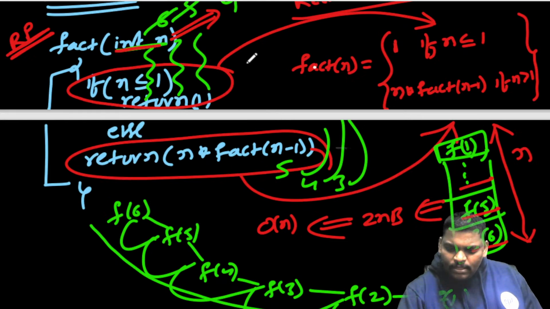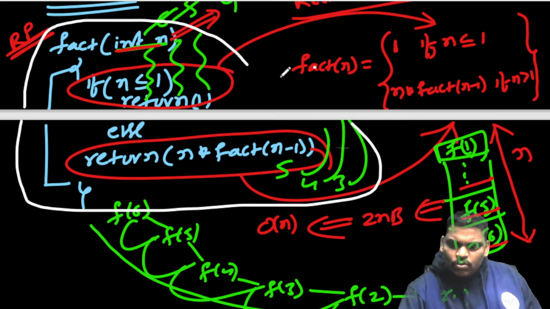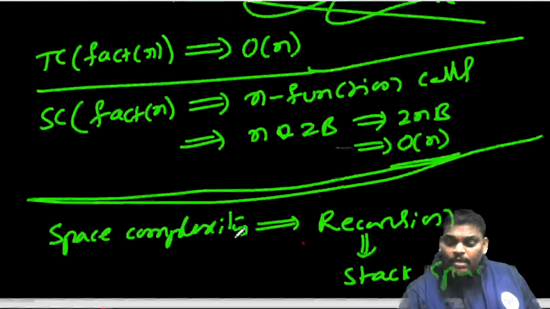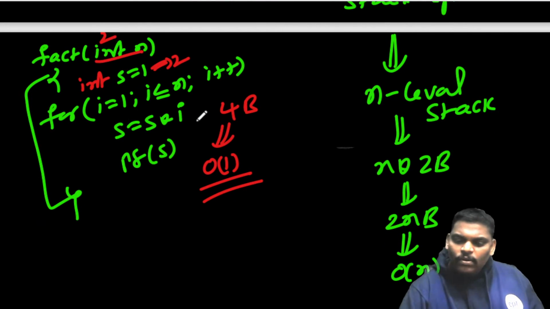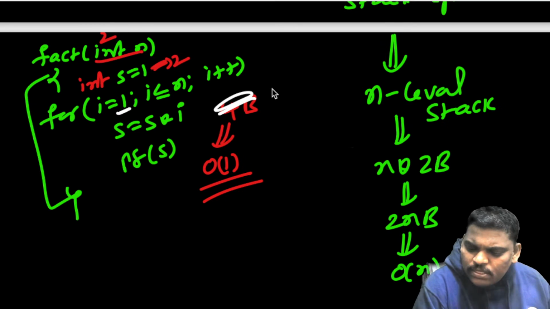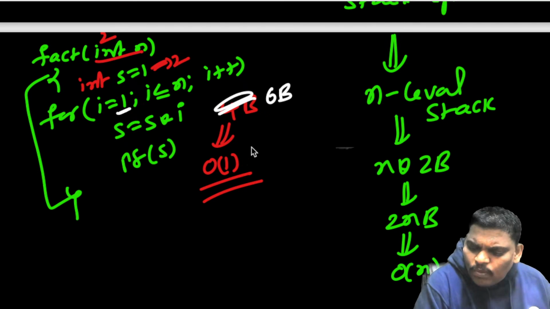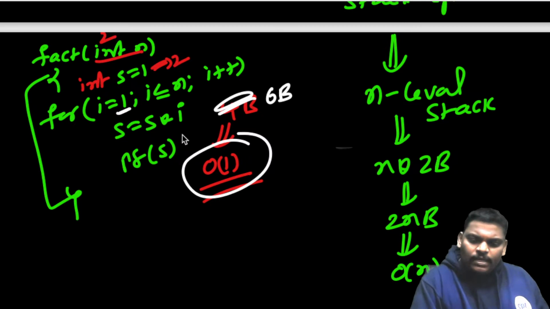See this one. In this recursive program, if you observe, nowhere is there an I. No I in the recursive program. But in the non-recursive program, I is there. Oh, I is also there, sorry for this. Yes, you can take 6 bytes. That is also constant, no? Sai, you are correct. I also takes 2 bytes.